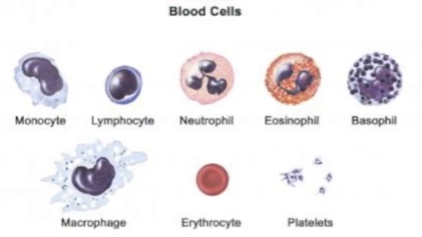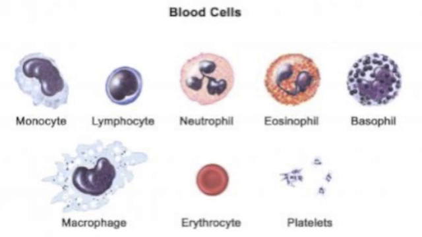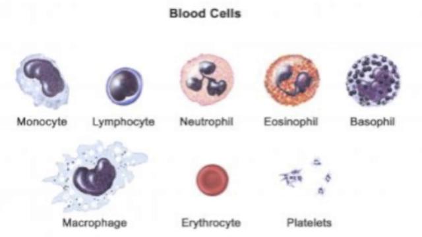In summary, here are the main types of blood cells. They consist of white blood cells, which include monocytes, lymphocytes, neutrophils, eosinophils, basophils, and macrophages, which are a type of monocytes, and erythrocytes, which are red blood cells, and of course, platelets.